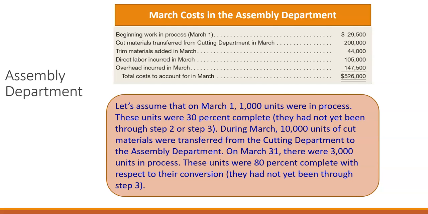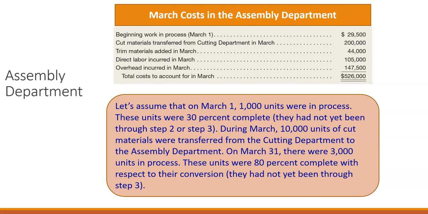Now we look at, on March 1st, we had 1,000 units in process. Those units were 30% complete. So step 1 was finished on them, but they had not been through step 2 or 3. During March, 10,000 units of cut materials were transferred from the cutting department to the assembly floor. And then on March 31st, there were 3,000 units in process. These units were 80% complete with respect to their conversion, so they had not been through step 3.